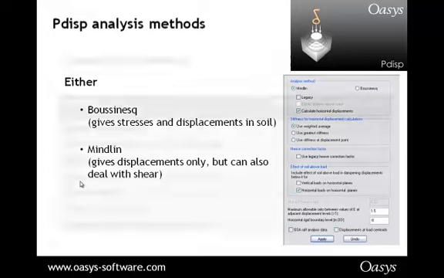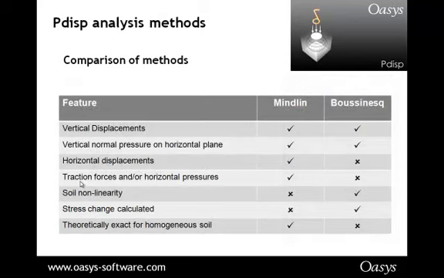So if we look at a comparison of the two methods, we can see that each of them has its strengths and weaknesses, and both of them give vertical displacements and vertical normal pressures on a horizontal plane. But Mindlin deals with horizontal displacements as well and traction forces, so it's good with shear. And Boussinesq deals with soil nonlinearity and stress changes. So obviously if you want to find out more about your stress, you would apply the Boussinesq methodology. So it really depends, again, on the type of problem and the type of analysis you will undertake.